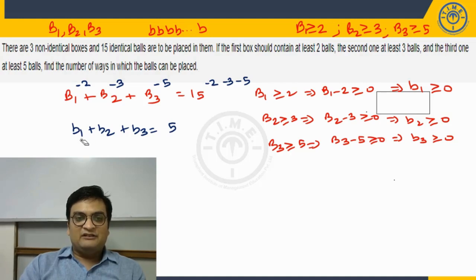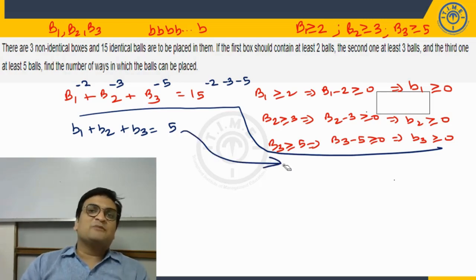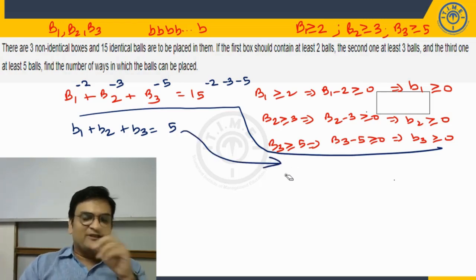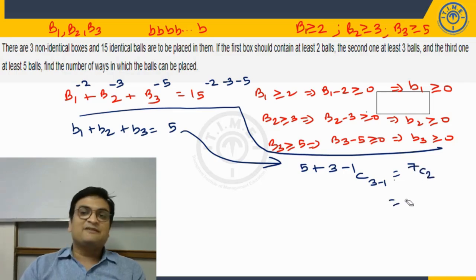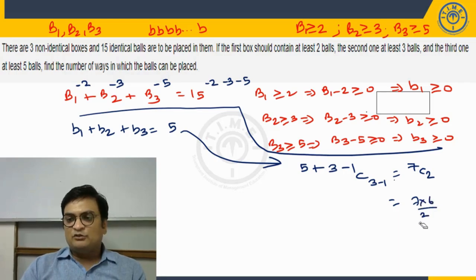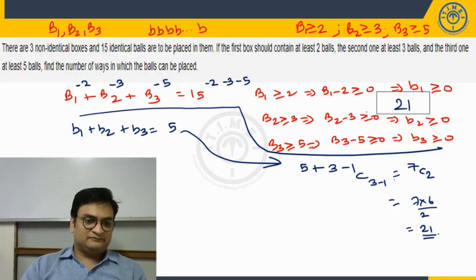For this equation, we simply find out the whole number solutions. So what's the formula? The formula was n plus k minus 1, C k minus 1. n is 5. k is the number of variables, 3. So when you solve this, it's 7C2. And 7C2, when you find the value, 7 into 6 by 2 into 1, it will give you 21. So in how many ways can we do it? The answer should be 21 ways.